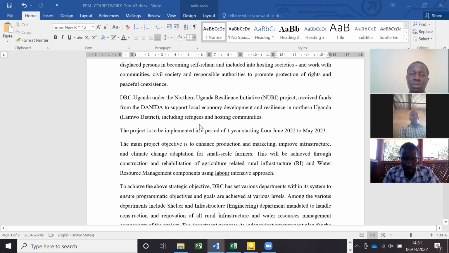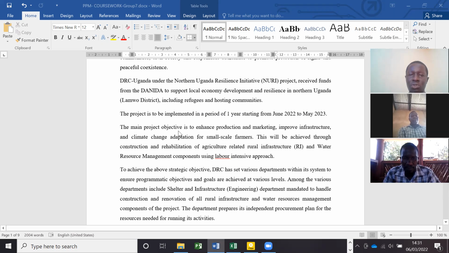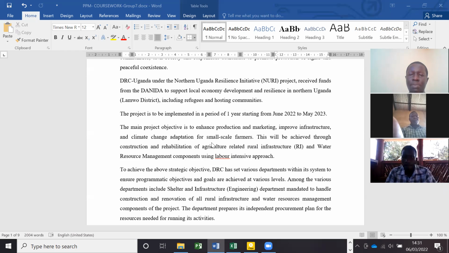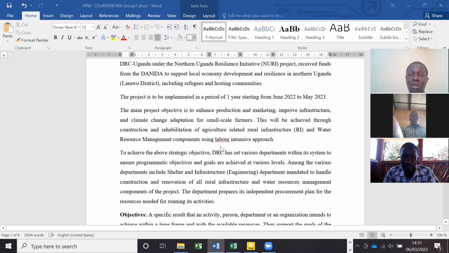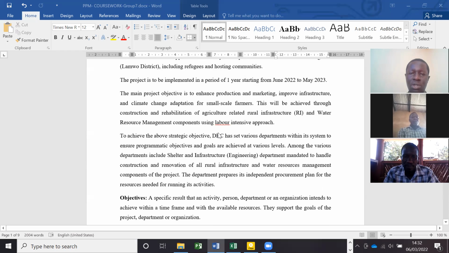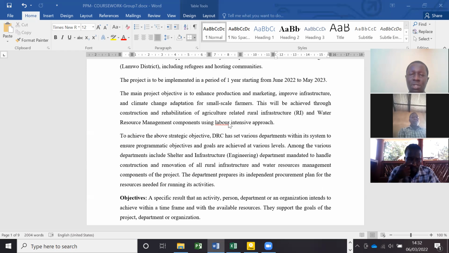The NURI project is going to be implemented for 1 year, starting June 2022 to May 2023. The project objective is to enhance production and marketing, improve infrastructure, and climate change adaptation for small-scale farmers. This is being achieved through implementing rural infrastructure and water resource management components. The components under this project include market construction, opening community access roads, establishing woodlots, constructing water ponds, and spring protection.